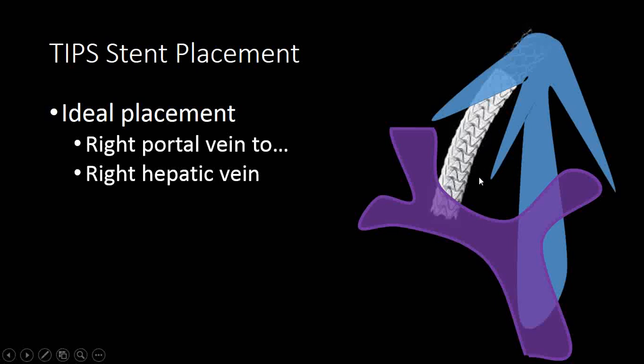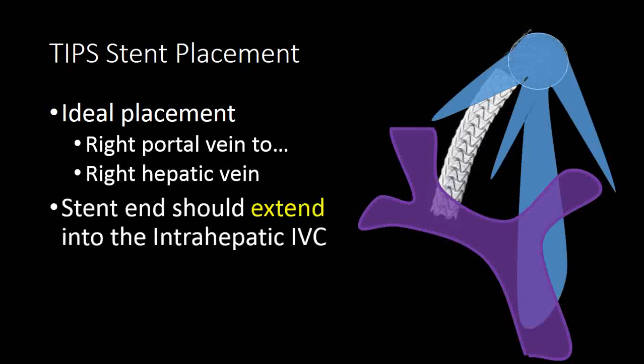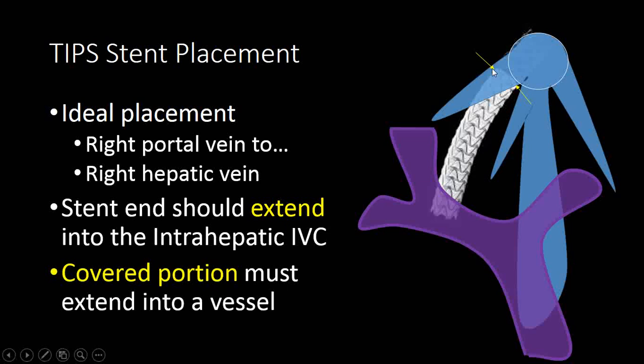Okay? Now you can go from the right portal vein into the middle hepatic vein, or you can go from the left portal vein to the left hepatic vein, but the safest approach is from that right hepatic vein and right portal vein, and so that's the typical location of our TIPS stents. Notice that the TIPS stent should extend, this bare metal portion should extend into the intrahepatic IVC. And even more importantly, the covered portion of the stent needs to extend into the vessel.